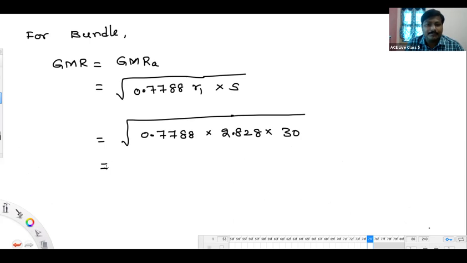8.128? Good, 8.129 centimeters is the GMR of the bundle. Okay, what is the GMD of the bundle?